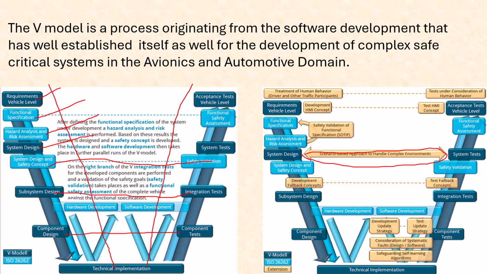So, as and when the system is developed, the system test can be done immediately to ensure that the system design is accurate and authentic. Okay, so this is the reason why this V model is so widely used.